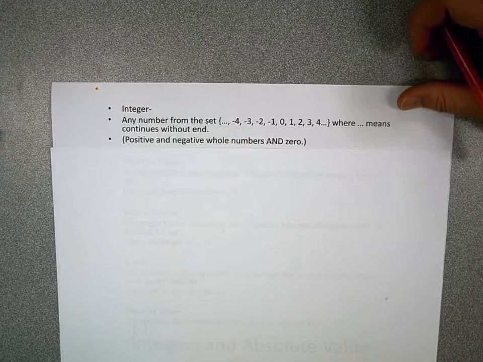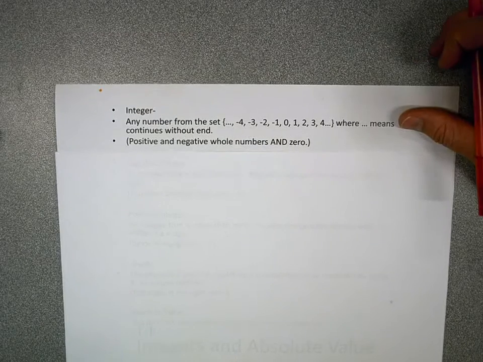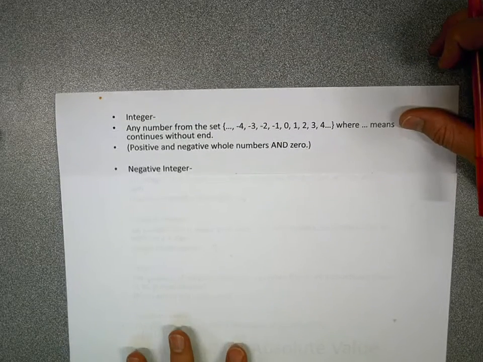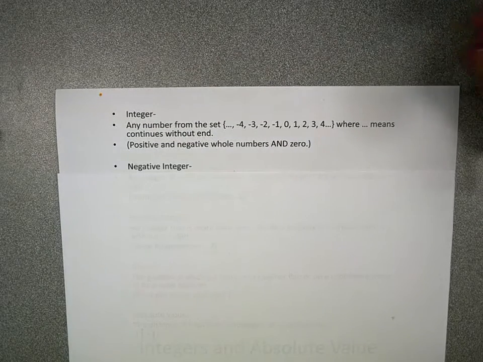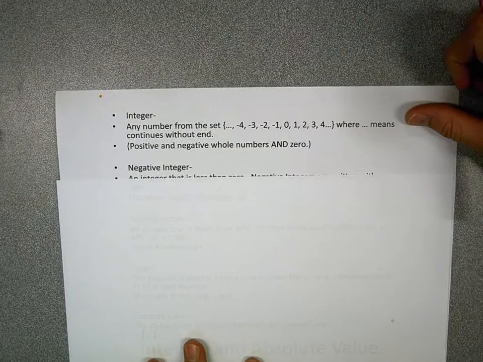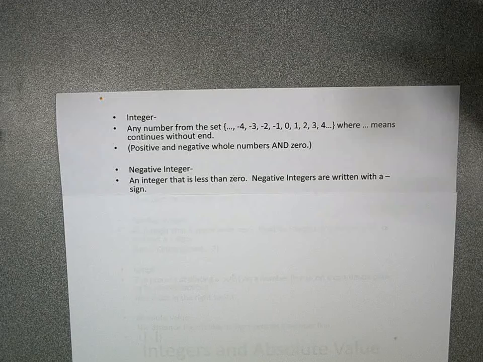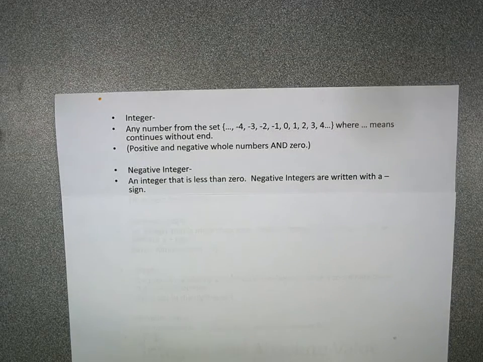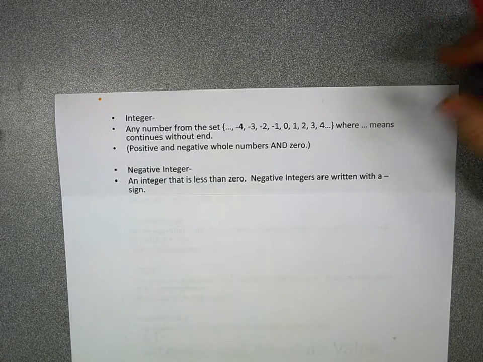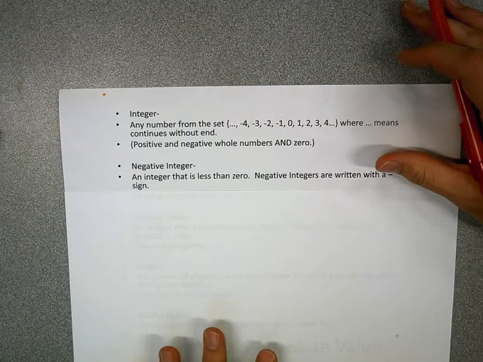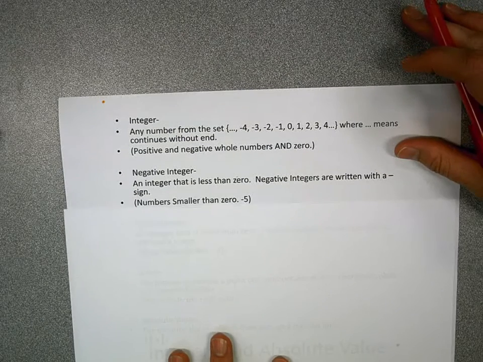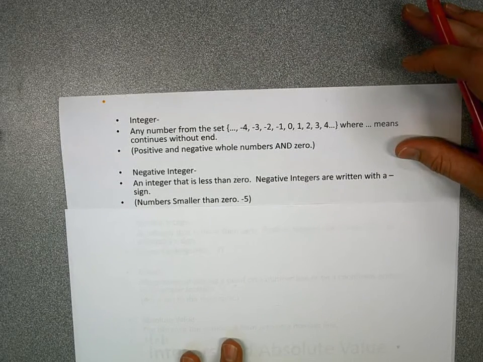Okay, our very next words would be negative integer. So negative integer, everyone. Okay, and the book says this is an integer that is less than 0, smaller than 0. So negative integers are written with a negative sign. All right, and in the little box to your right, go ahead and write this. These are numbers smaller than 0.